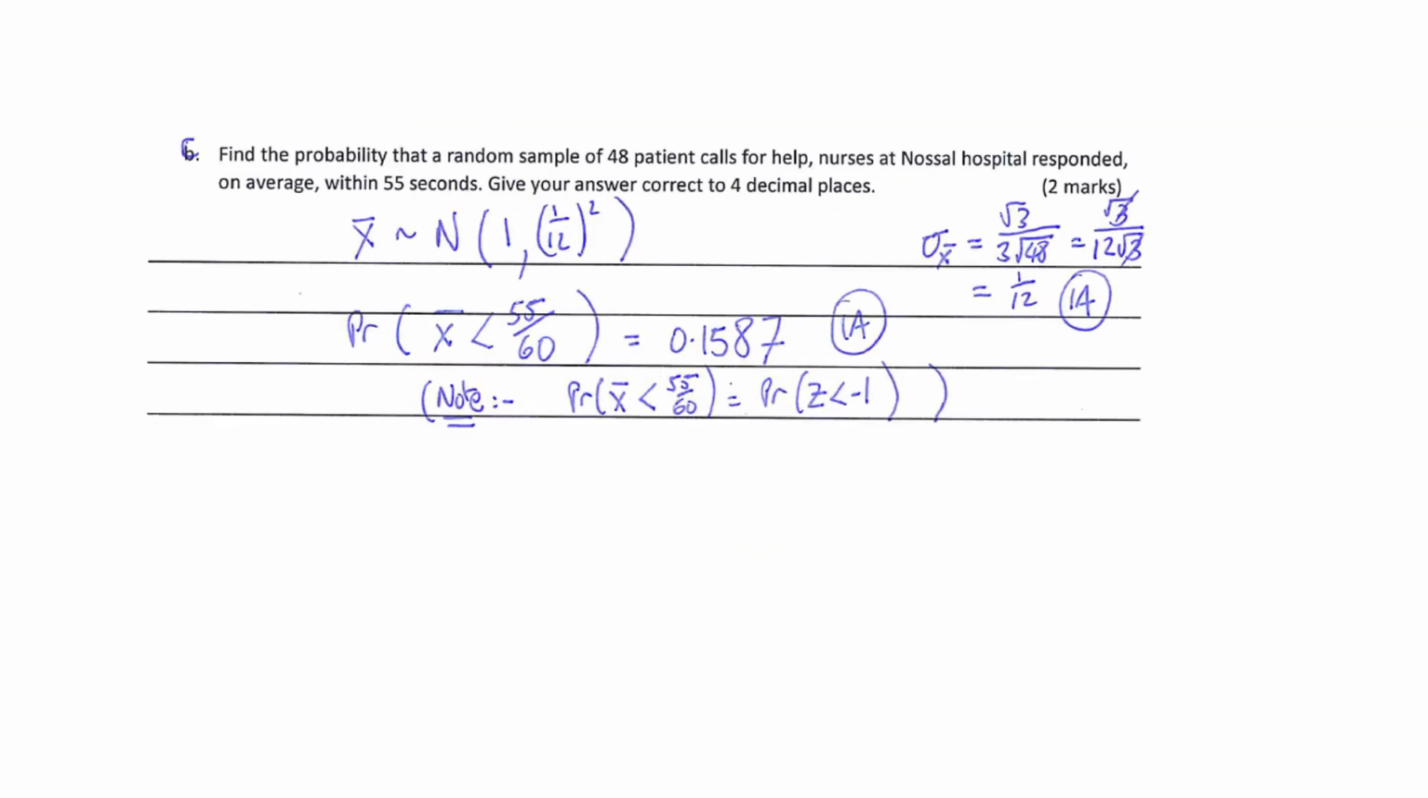Okay, C, find the probability that a random sample of 48 patient calls for help to nurses at Nossal Hospital responded on average within 55 seconds. Firstly, different units, seconds versus minutes. So understand that we're dealing with 55 on 60 minutes. But of course, this is the central limit theorem. That's what this is all about, central limit theorem.